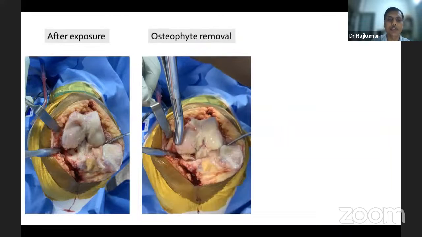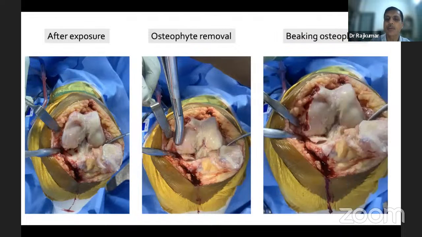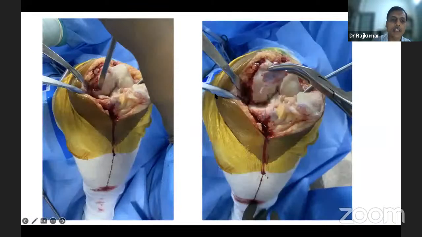After exposure, the next important thing I do is remove the osteophyte with the nibbler, like that, the medial osteophyte. You can see that there is a beaking osteophyte. The moment I see this osteophyte, I put another small Homan here to protect the MCL. Then, after protecting, I use an osteotome and gently chip. You don't need to hammer it. Gently chip it, because it is an osteophyte, it will automatically get dislodged from the femoral condyle.